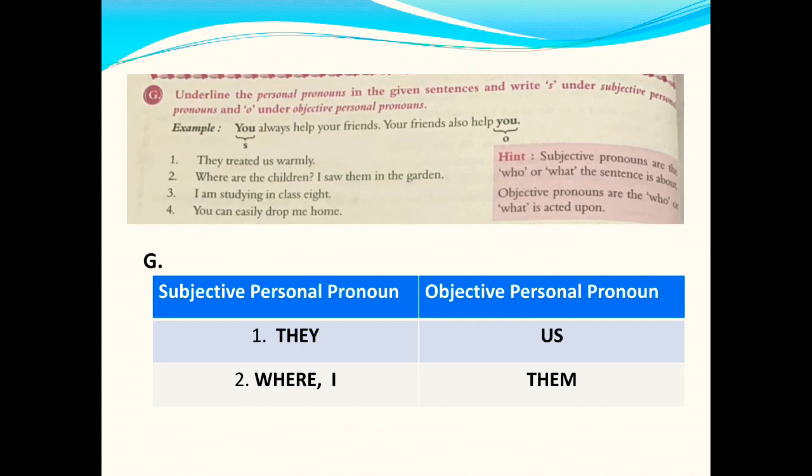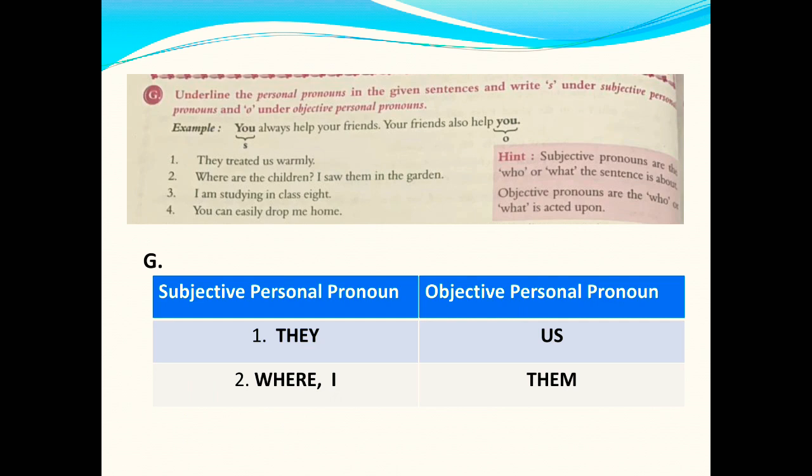Now, let us move to the exercise. Underline the personal pronouns in the given sentence and write S under subjective personal pronoun and O under objective personal pronoun. So, you can see that here I have made a table, but you can do it the way they asked you to do.